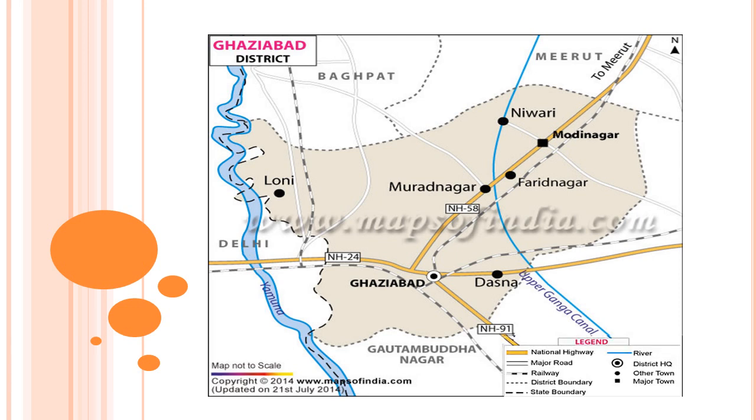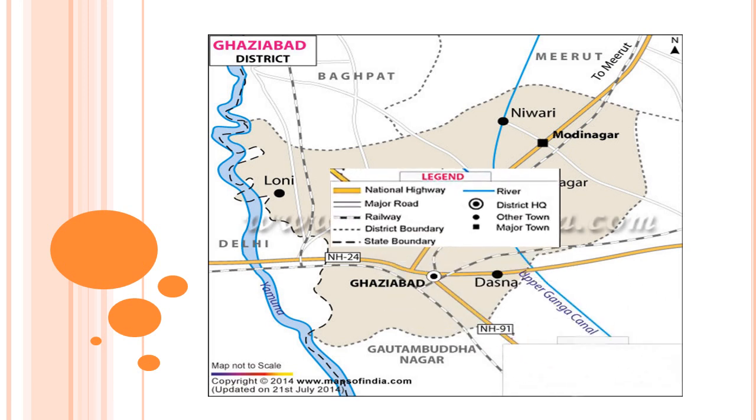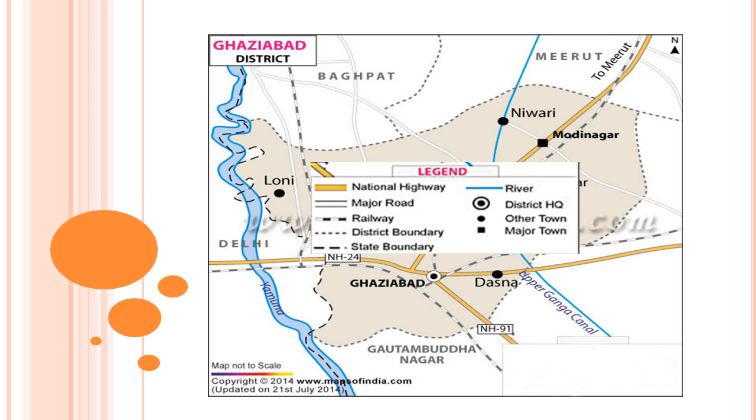Now children, see the legend and find out how many answers are right. So children, the legend is a list which has the meaning of all these symbols and colors given in the map. It helps us to read the map correctly.